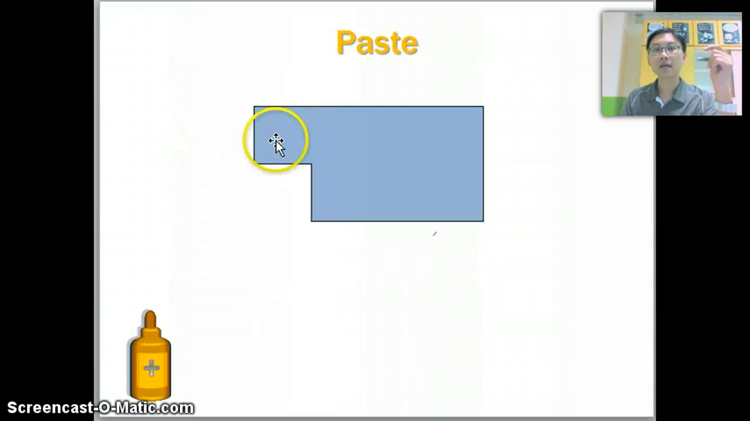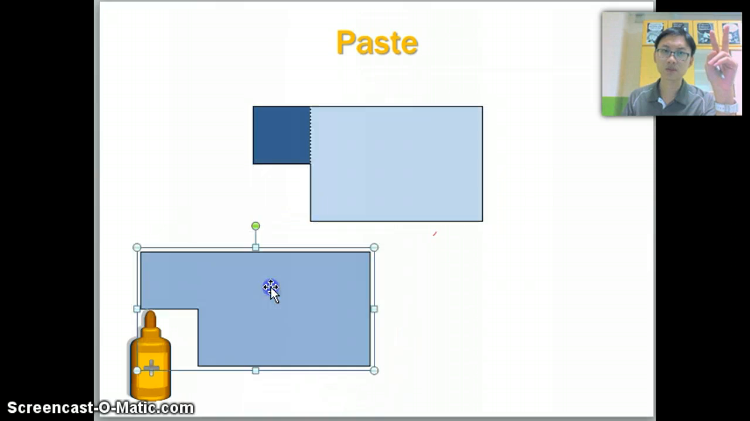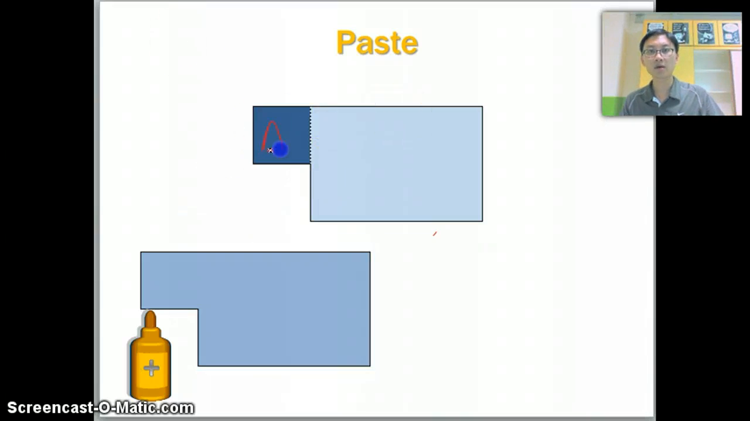Now paste. If you look at this figure, like I said, a composite figure is made up of squares and rectangles. So look at this figure carefully. What shapes is this made up of? If you observe carefully, you will see that this is made up of one square and one big rectangle. So if I find the area of this square, let's call this A, and I find the area of the rectangle B, A plus B will be the area of my composite figure.